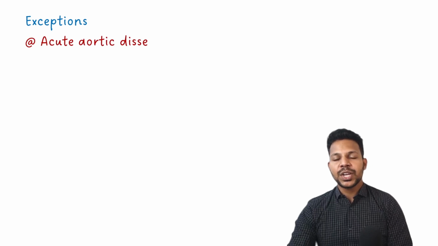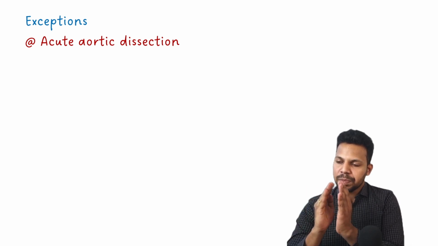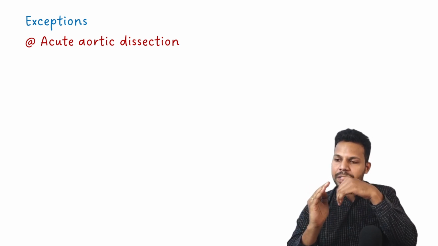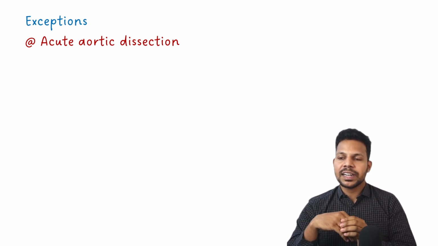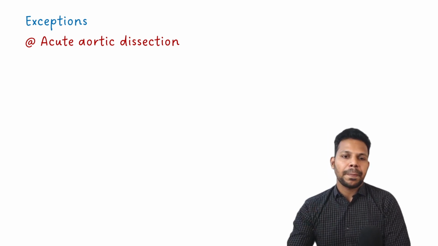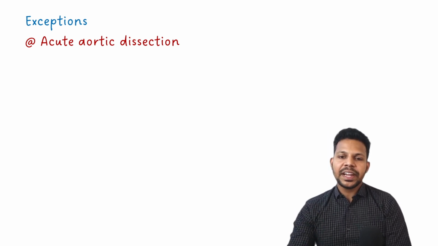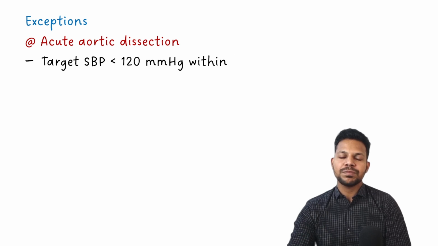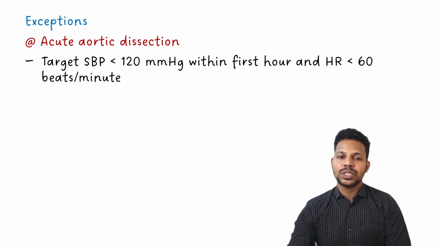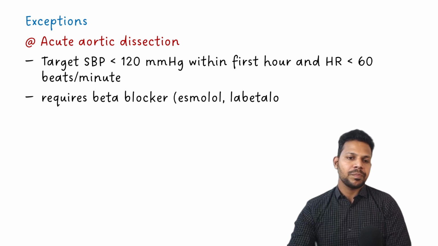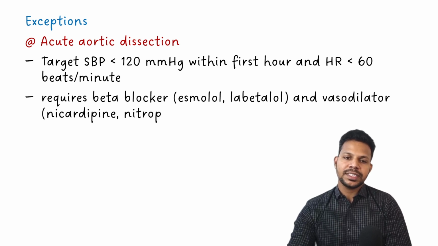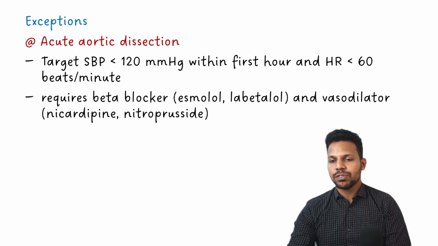When the patient is having acute aortic dissection, we have looked at the image, the intima and the media are splitting away from each other because of the flow of blood in between, and it can result in mortality of the patient. So, immediately bring the blood pressure down to 120 millimeters of mercury within the first hour and bring the heart rate to less than 60 beats per minute. This requires control of blood pressure as well as heart rate. That is why you need an intravenous beta blocker, that is IV esmolol or IV labetalol. And you can also use vasodilators, that is nicardipine and nitroprusside in intravenous formulation.